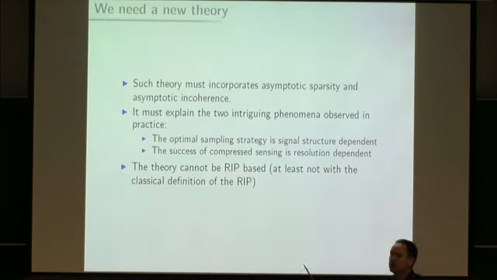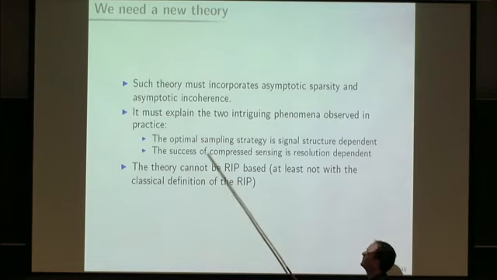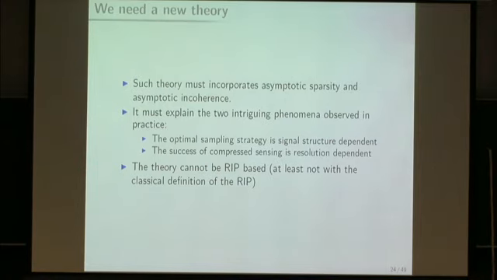Okay, so the whole point is that we need a new theory to be able to actually express what is going on with compressed sensing in real-life experiments. And such a theory must be able to explain two phenomena. The first one is that the optimal sampling strategy depends on the structure of your signal. That's the key thing. If you flip the coefficients, you may get garbage. The other one, which I'm also going to address at the very end, is that the success of compressed sensing is resolution dependent. If you do your experiment at a low resolution, you can get garbage. You take exactly the same experiment and blow this up, and you get fantastic results.